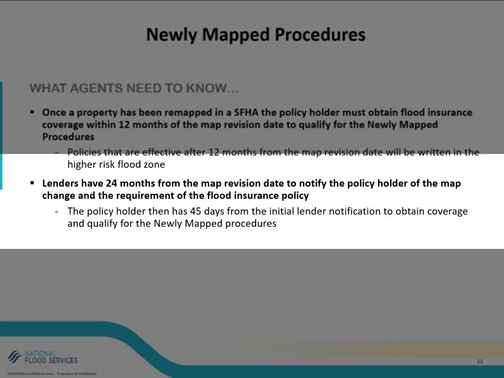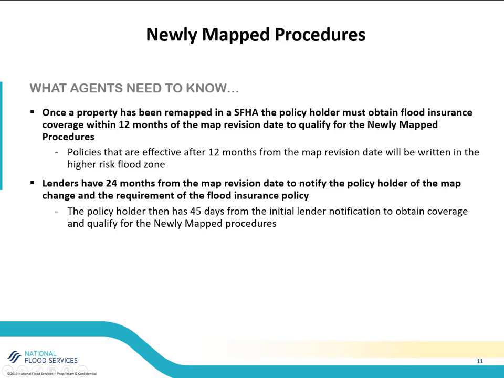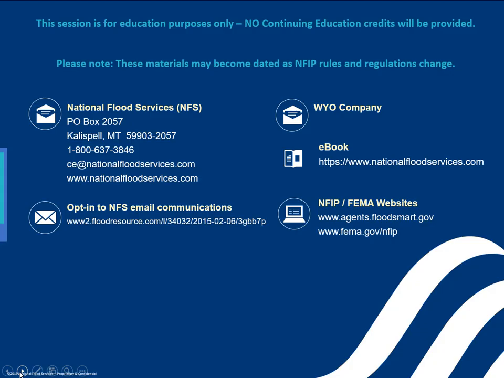Another common occurrence when a flood map changes is the lender will often require flood coverage after a map change. The lender has 24 months from the map revision date to notify the policyholder of the map change and the requirement for the flood insurance policy. The policyholder then has 45 days from the initial lender notification to obtain coverage and to qualify for the newly mapped procedures.